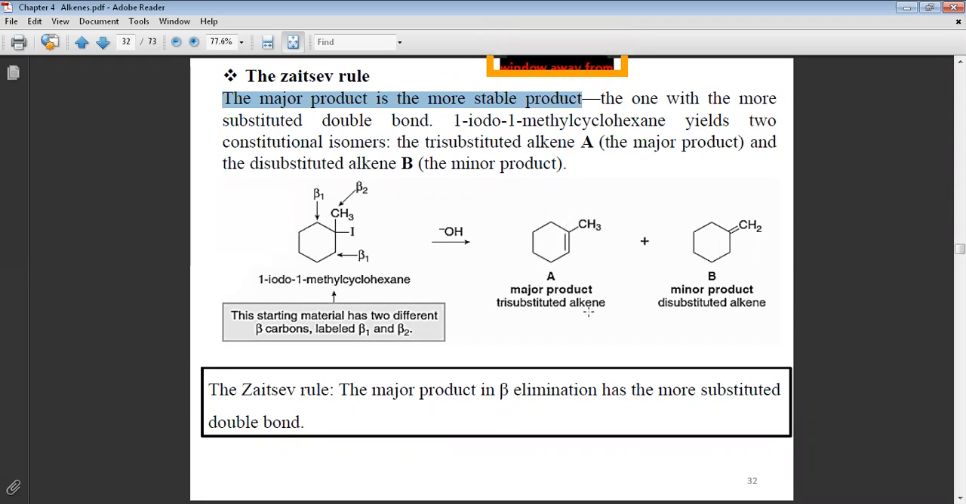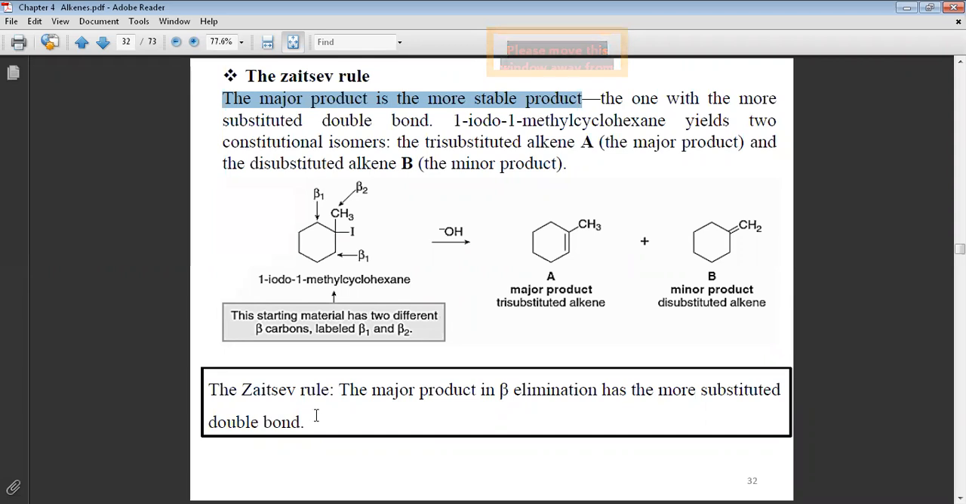But for this alkene, on this side we have just this hydrogen, but this has a carbon, so it is di-substituted. Which is more stable? Of course, the more R groups, the more stable the alkene. That means this is the major one, the more stable one, the one with the more substituted double bond. For this reason, this compound yields two constitutional isomers. This compound gives you two products, and this one is more stable than this.